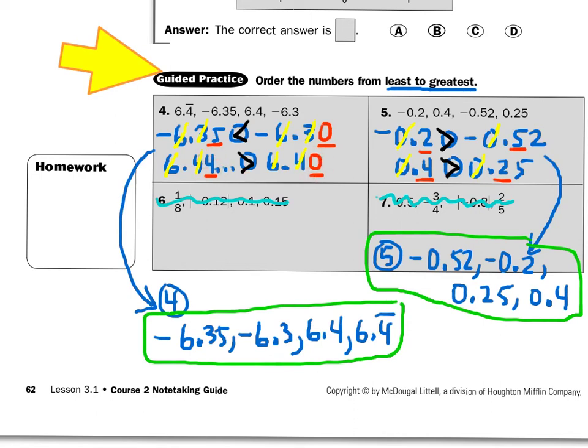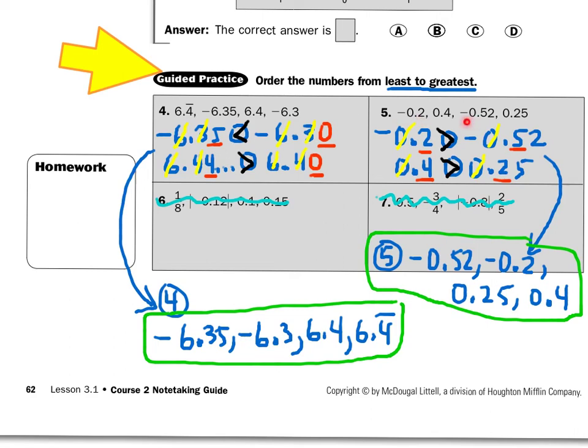And so then I put it all together. The smallest number in the group, and I went down here, so the smallest of all of them was negative 6.35. Then I'd have to put negative 6.3. Then I put positive 6.4, and the biggest number was positive 6.4 repeating. Okay, take a look at number 5. It's negative 0.2, positive 0.4, negative 0.52, and then positive 0.25.